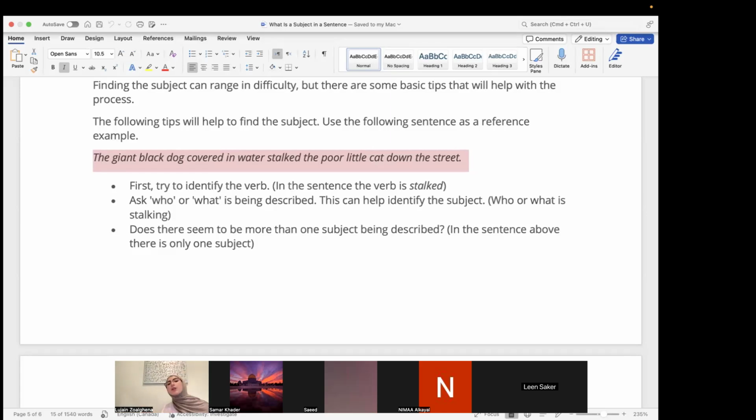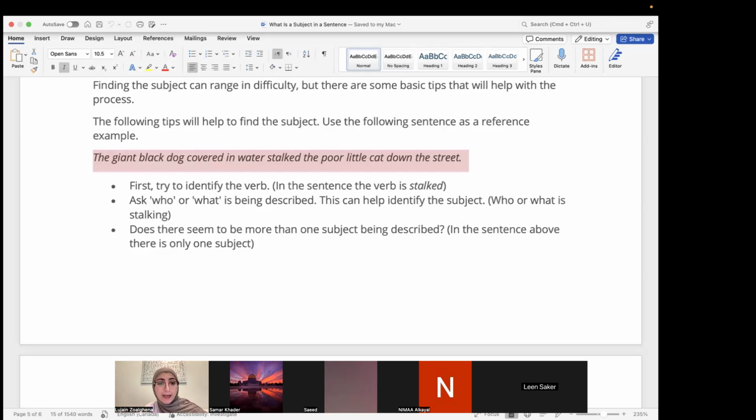Now, second, what should you do? Ask who or what is being described. This can help identify the subject. Who or what is talking? So ask who.